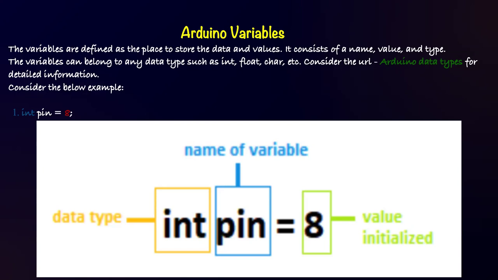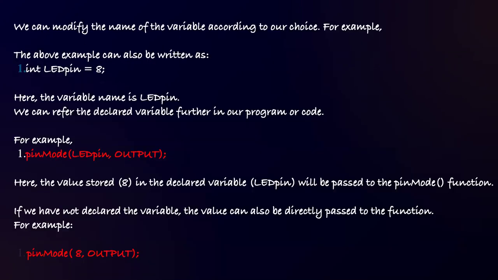Now, consider the URL Arduino data types for detailed information. If you go to the Arduino website, I have attached it for external information. For extra information, you can search for Arduino data types. Google is available to you. If you need any kind of extra, in-depth information, you can always search by this term, Arduino data types, and you'll get many examples. Fine, so this one is for you.